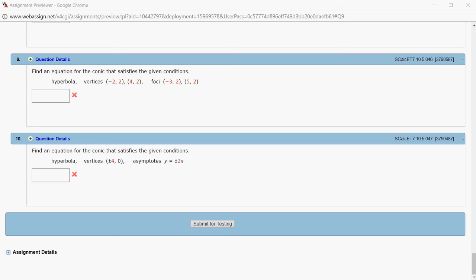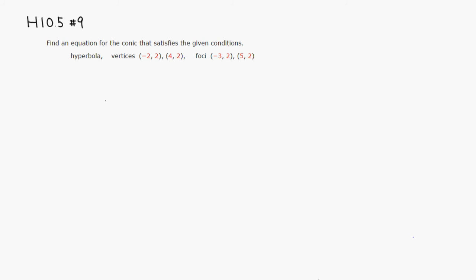All right, let's look at the homework 10.5, problem number 9. So we want to find an equation for the conic that satisfies the given conditions. It's a hyperbola. Then you have vertices at (-2, 2) and (4, 2), and foci at (-3, 2) and (5, 2).